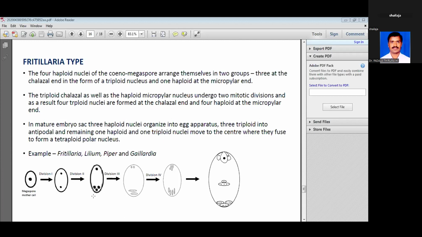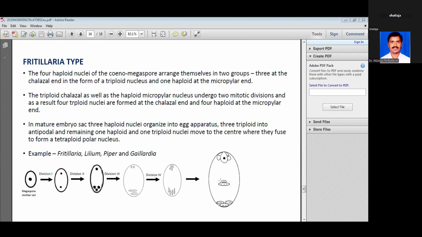So these three are going to form and fuse, and a triploid nucleus is formed. Okay, triploid nucleus. It goes through the first meiotic division, and two triploids are formed at the chalazal end, and two at the micropylar end. After the second mitotic division, it forms four and four. Okay, four triploids are formed, four haploids are formed.